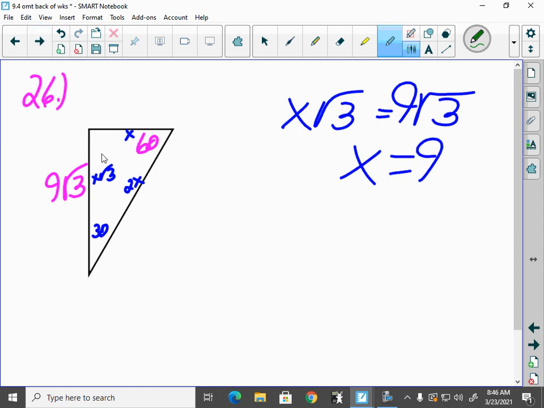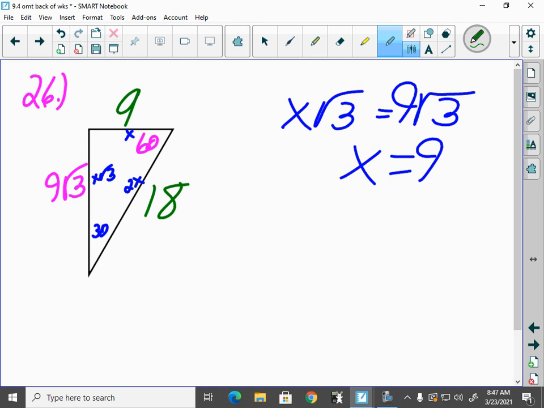Number 26, we did this in class, right? This is 9 and this is 18. Yeah, that was the one. I didn't know if we had done one like that yet because we did them with the square root of 2, but I didn't know if we did one with the square root of 3. So now, there you go. We did one with the square root of 3.